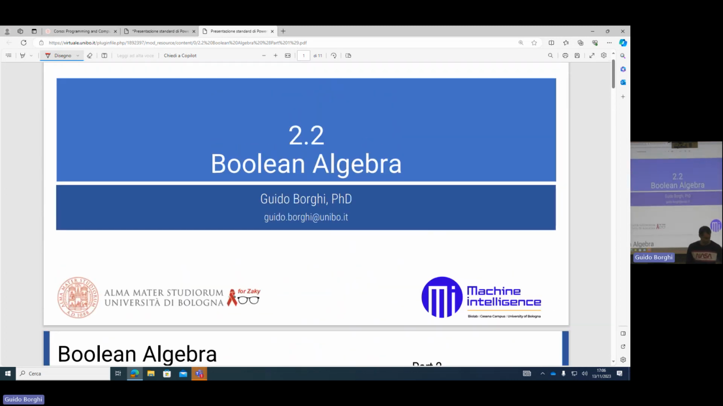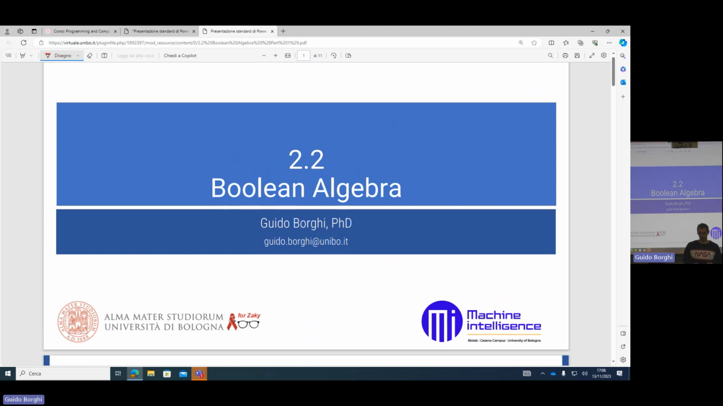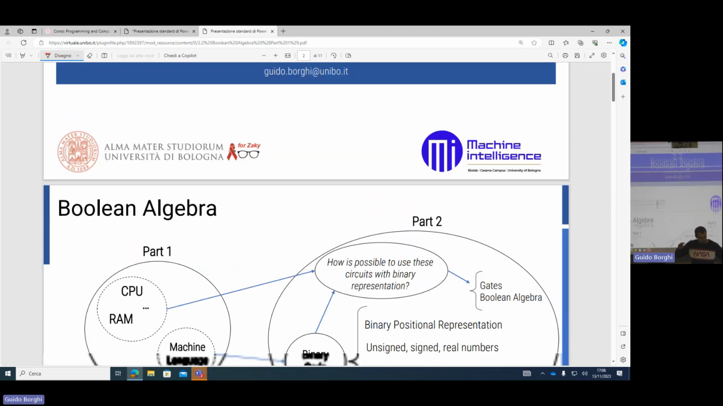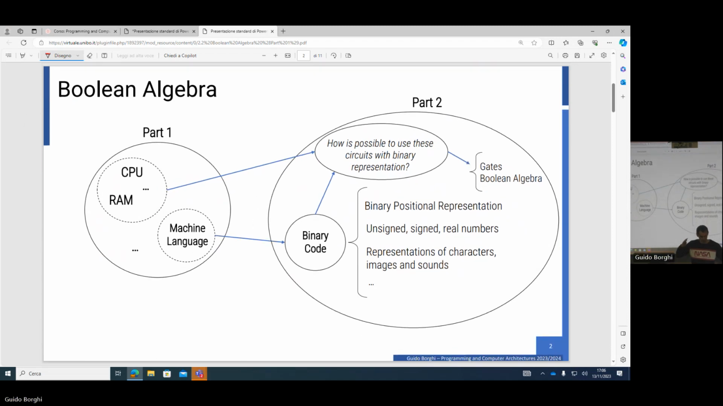Boolean algebra. Okay. 2.2 is the second topic of the second block of slides.